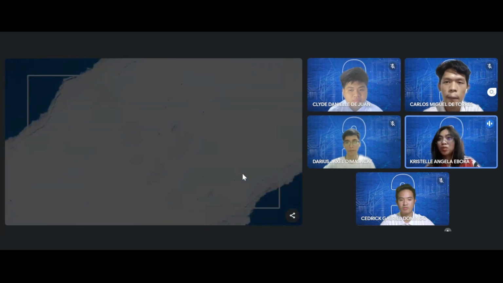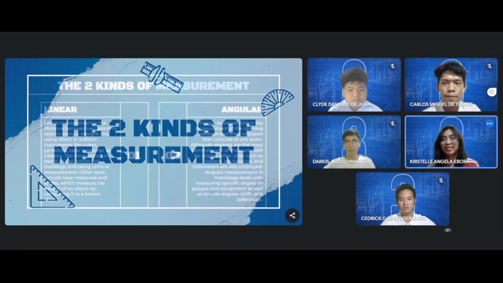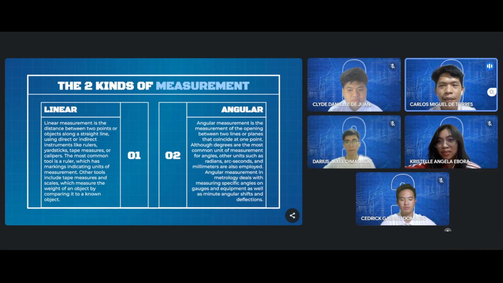Now, let's move on to the two main kinds of measurement. So we have Mr. Carlos to tell us more. I'm back. Now, let's talk about the two kinds of measurement. There are two kinds of measurement: linear and angular measurement.